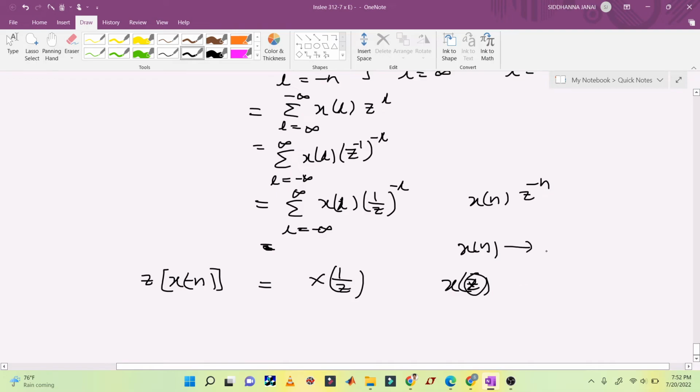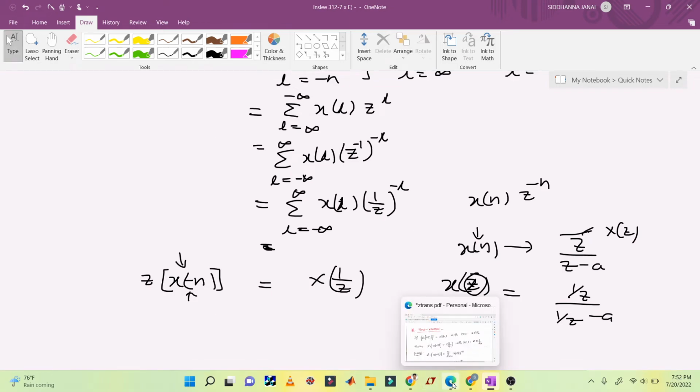For example, for some x of n, I got z divided by z minus a as X of z. Okay, I have to now replace this, wherever z is there, I have to replace it by 1 by z. 1 by z divided by 1 by z minus a. This would be the answer if I want z transform of x of minus n. Okay, for given x of n, this will be the z transform. If you want the time reverse version of it, then you have to just reverse the z also, that is 1 by z. Okay, that will be our sixth property.